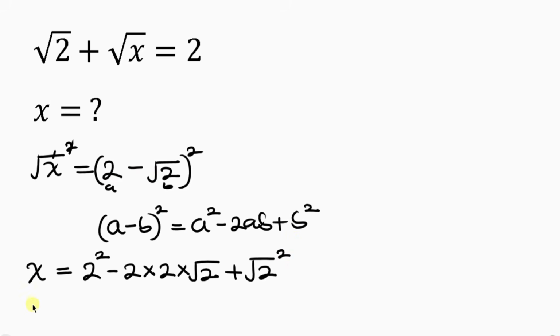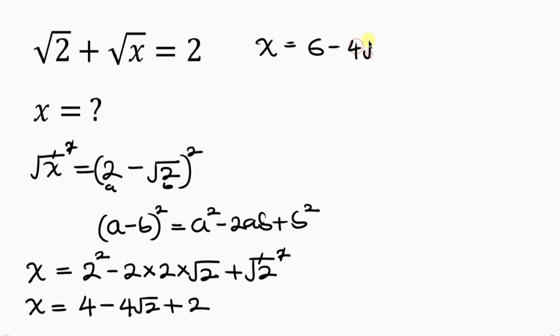Now simplifying further, we have x to be equal to 2 squared is 4 minus 2 times 2 times the square root of 2 will be 4 root 2, and then plus, now this 2 can cancel out this 2, leaving behind 2. So simplifying further, we have x to be equal to 4 plus 2, that will be 6, minus 4 root 2.